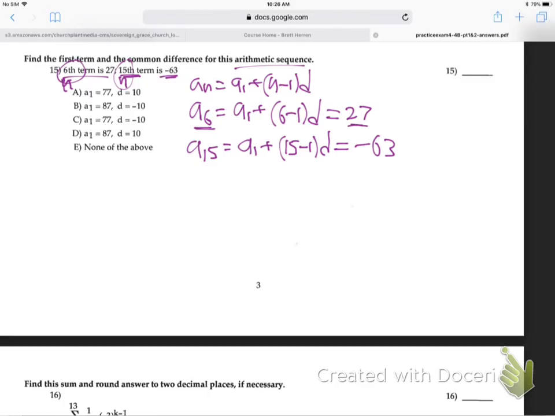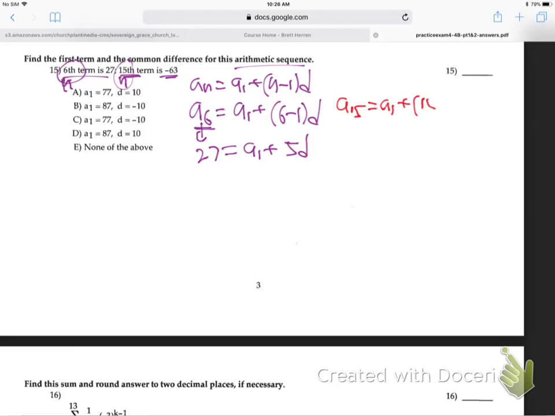So we're missing two things. Wait, that might be confusing. Is the way I wrote that out confusing for you? Here, let me redo it. It might be easier this way. You can just make this A6 equals 27, is A1 plus 5d. Is that easier to look at? And side by side, I'll do the other one. Over here, A sub 15 is A1 plus 15 minus 1 times d, and A sub 15, they told me, is negative 63. So negative 63 is A1 plus 14d.